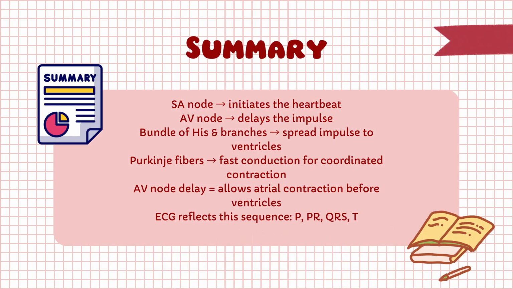Let's recap what we've covered. The SA node is the heart's natural pacemaker. The AV node introduces a crucial delay between atrial and ventricular contraction. The bundle of His, bundle branches, and Purkinje fibers spread the impulse through the ventricles. Conduction speed varies between regions to create proper timing.